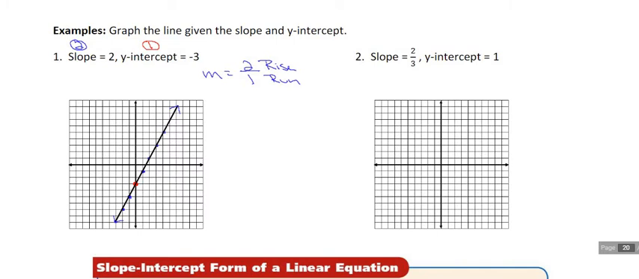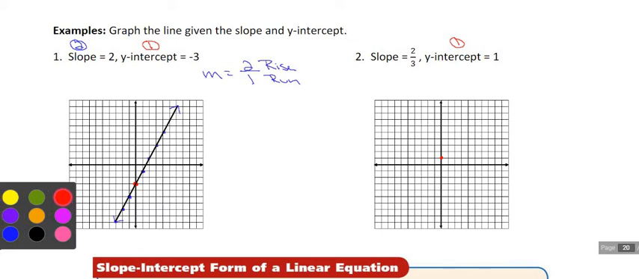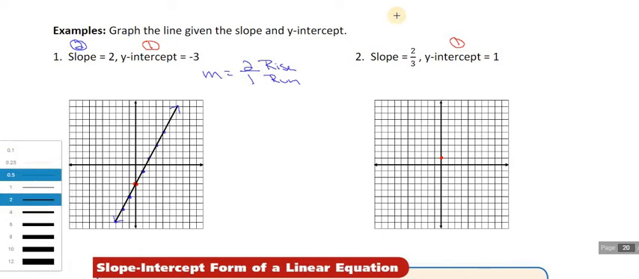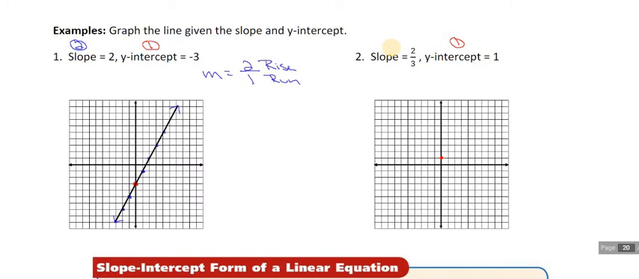Now we're going to do it again. Number 2, our slope is 2/3, our y-intercept is +1. So we start with the y-intercept. Our y-intercept is +1, so we're going to go to the y-axis at 1 and plot our point. Now, because our slope is 2/3, we're going to use that and walk the city streets. So m equals 2/3, and we're going to show rise over run.